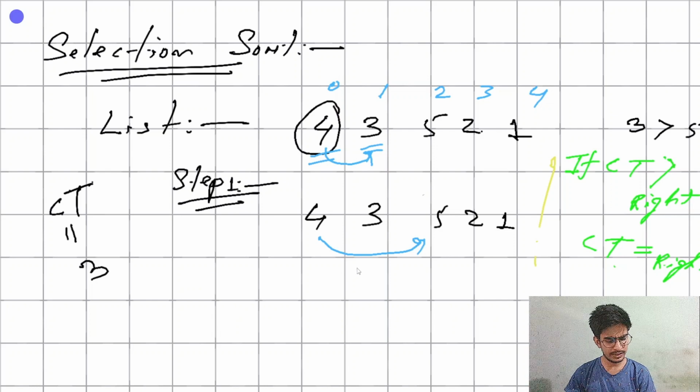Again it will stay as it is, 4, 3, 5, 2, 1, and 4 will be compared with 2.